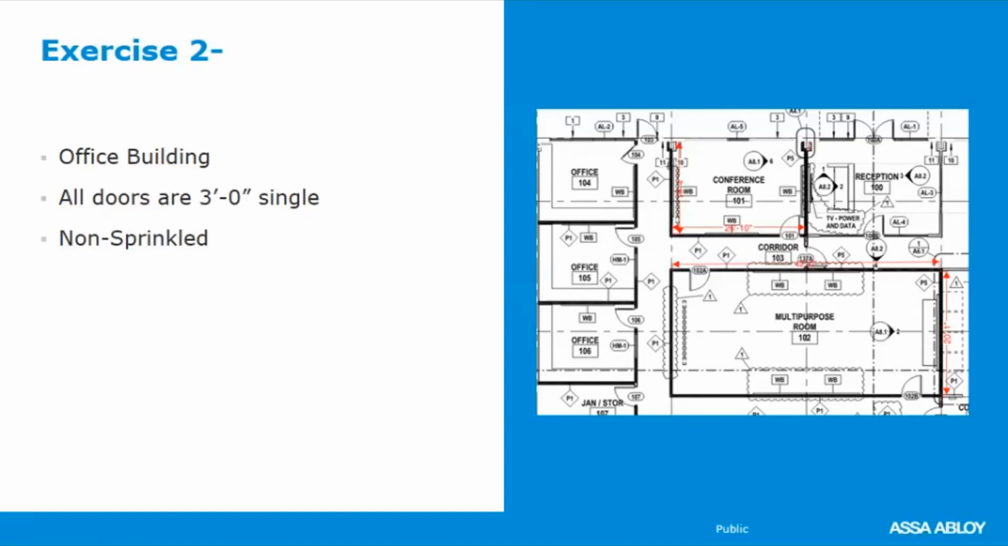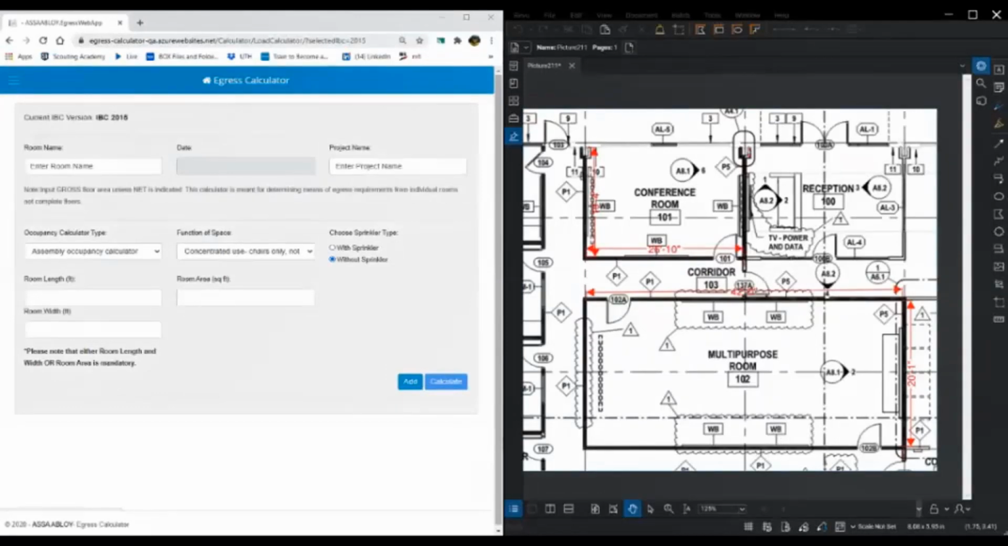The next one is also an office building. The doors are 3 foot and it's a non-sprinklered building. We have two areas that we want to check to see if they're assembly or not. With this exercise, there are two red flag areas in this business occupancy. First, we've got to check the conference room and then the multipurpose room. It looks to me like the conference room is small enough that it would not be considered assembly, and therefore this one door should be enough, but let's confirm that.